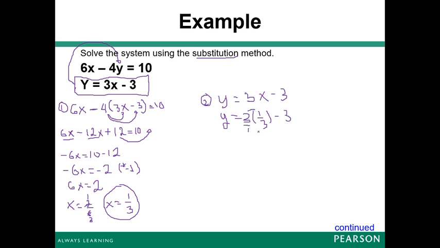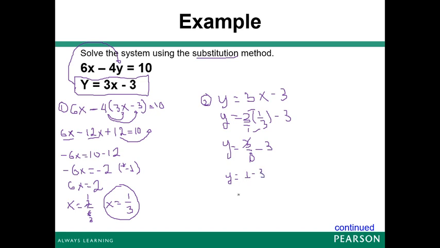Now, 3 times, remember that we are multiplying a fraction in this case. 3 times 1, 3. 1 times 3, 3. So we have y is equal to 3 over 3 minus 3. Simplify the equation. 3 over 3 is 1. Y is equal to 1 minus 3.